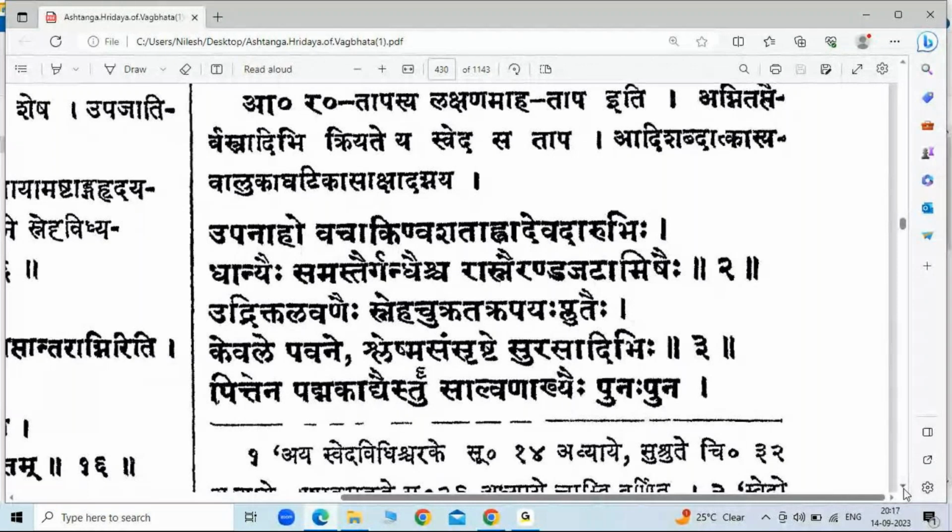where some sort of a bandhanam is done and kept over a period of time, and in due course that generates the required amount of tapam inside, ushma inside, and generates the desired sweda kriya. Then that is known as upanaha swedam. We find the explanations here.